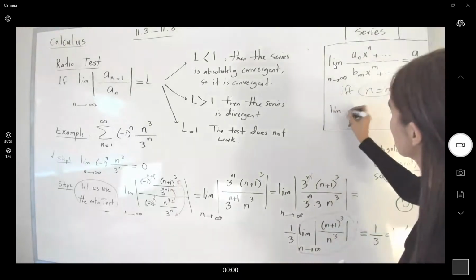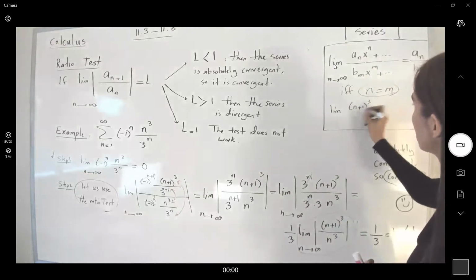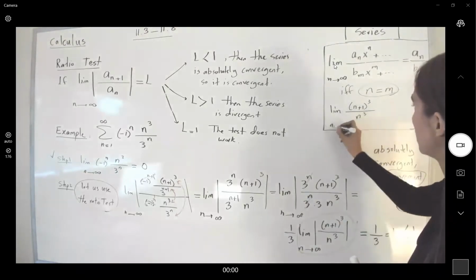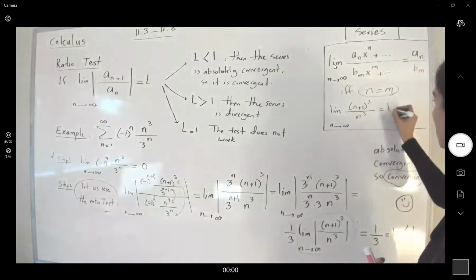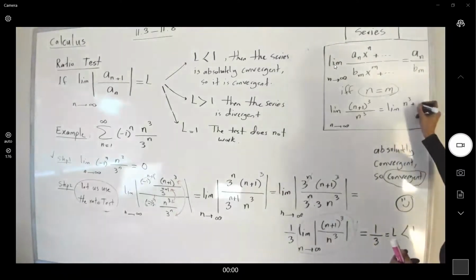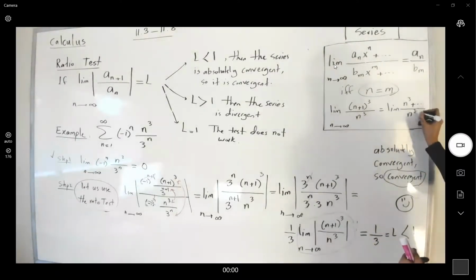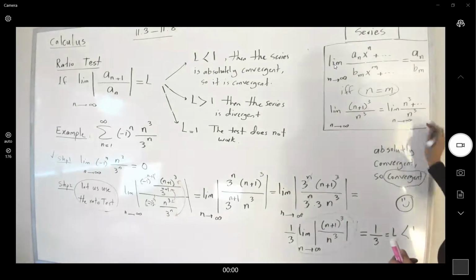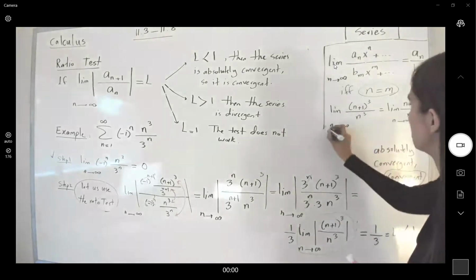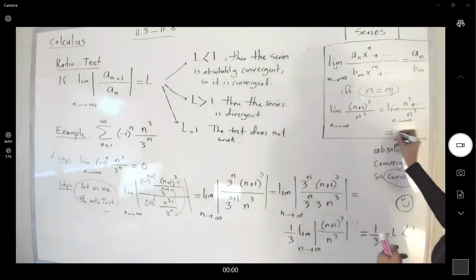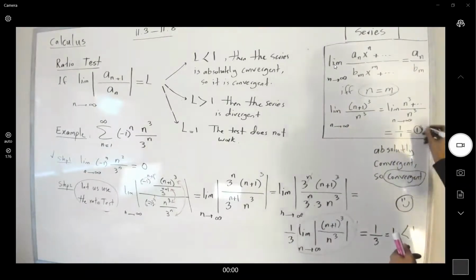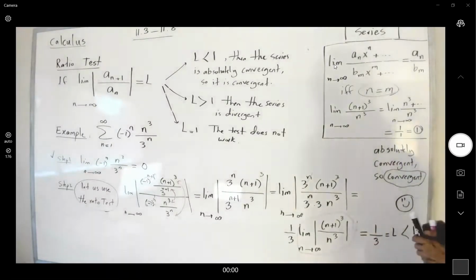Limit of n plus 1 to the third over n to the third, as n goes to infinity. This is n to the third plus the rest of the terms over n to the third as n goes to infinity, which is equal to 1. That's how we get 1 here.